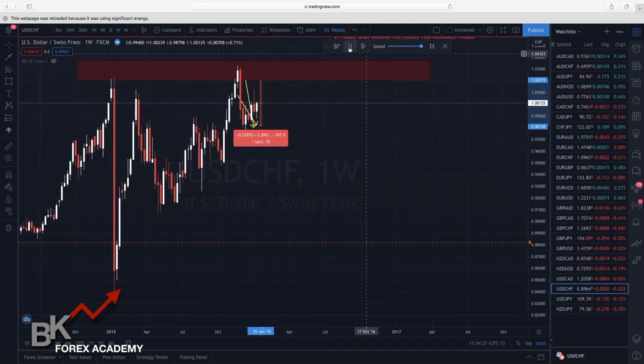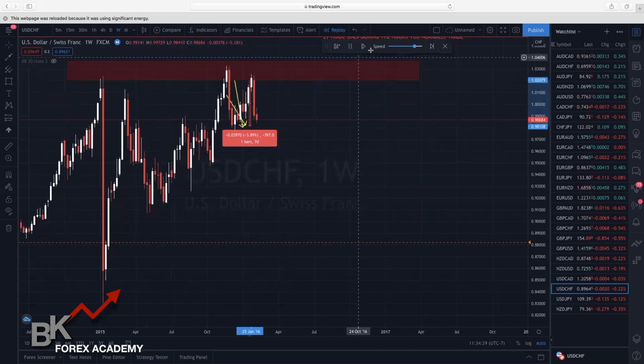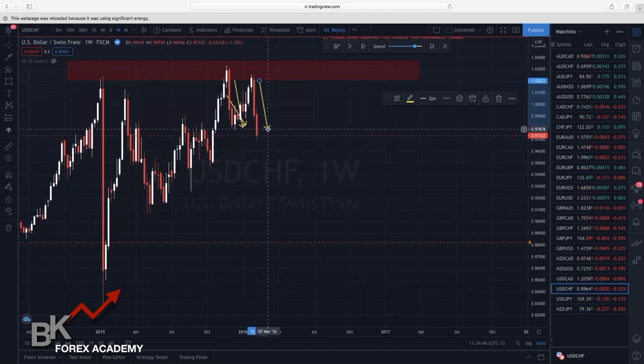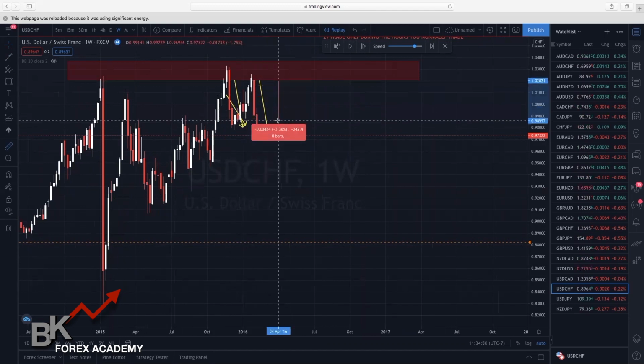So I'm going to hit play again. I'm going to slow it down a bit, and look, it hit here again. I would have entered again at the bottom, and let's say I've gotten out here for about the same amount of pips. Get my ruler from here to here, about 400 pips.